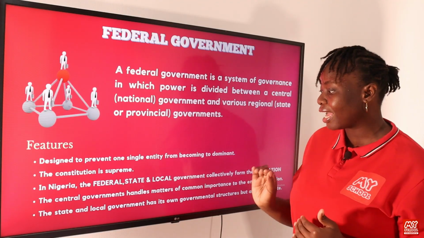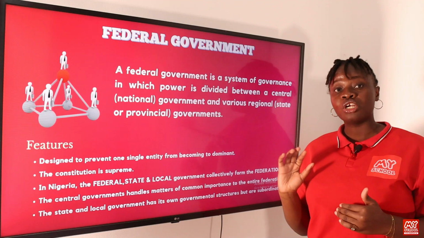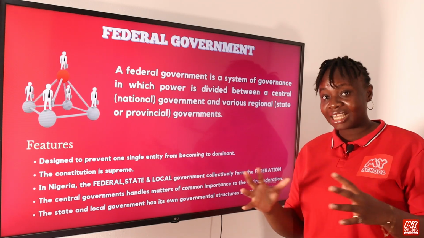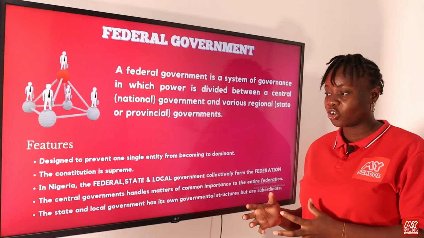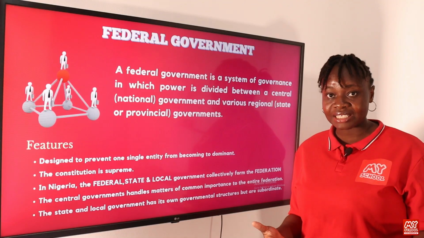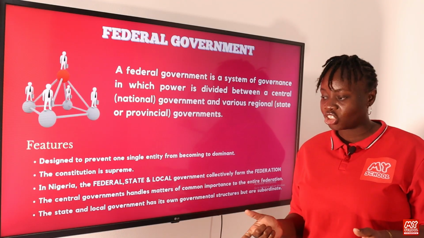The central government handles matters of common importance to the entire federation. That means all of those things that apply to the entire nation as a whole are handled by the federal government. This includes issues such as currency, immigration, defense, and so on. These are handled by the central government.